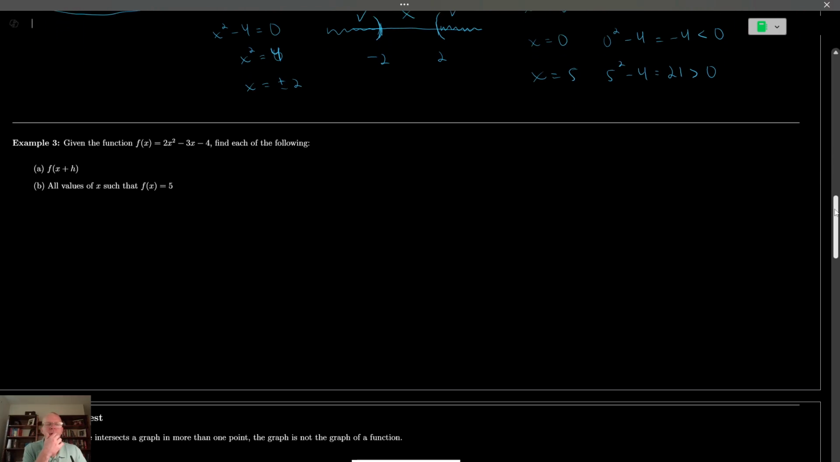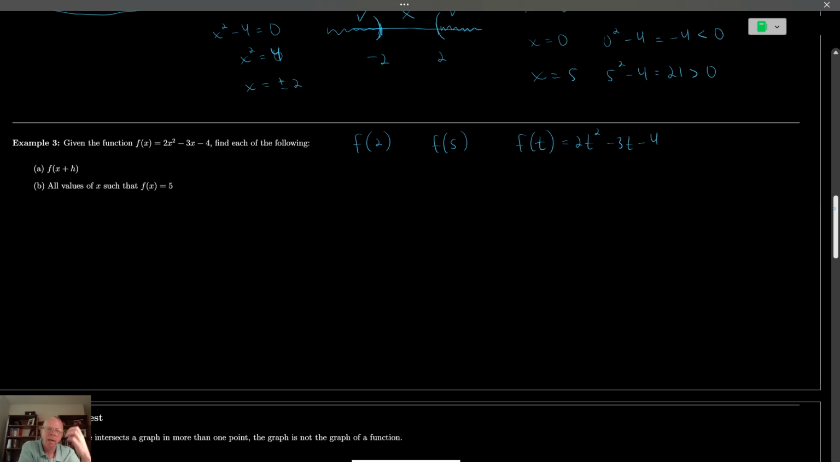All right, so given the function f of x equals 2x squared minus 3x minus 4, find each of the following. So we did something similar to this one in the last video. We talked about how you find f of 2, how you find f of 5, how you find f of t. And I said in the last video that whatever is in the parentheses, you're going to plug in for the x. So 2 times 2 squared minus 3 times 2 minus 4, or 2 times 5 squared minus 3 times 5 minus 4, or f of t, 2t squared minus 3t minus 4.